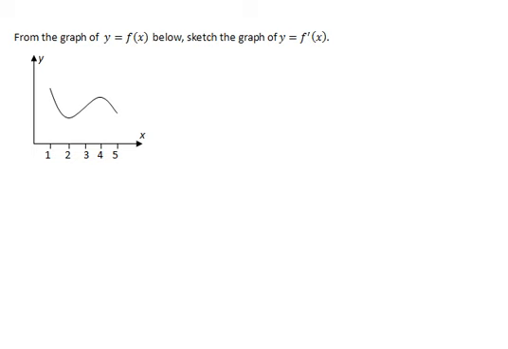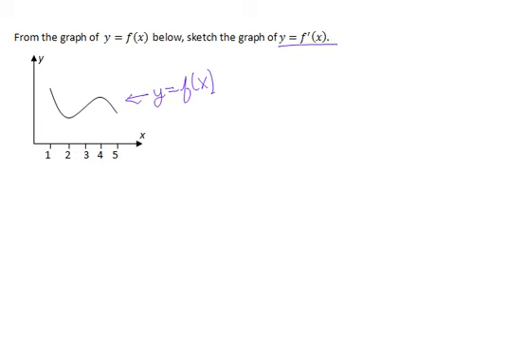Let's take a close look at the relationship between the graph of a function, y equals f of x, and the graph of its derivative. Here we're given a graph, which we're told is the graph of a function y equals f of x, and we want to use it to find the graph of its derivative. One of the main uses that we begin with for the derivative is to find slopes of tangent lines.